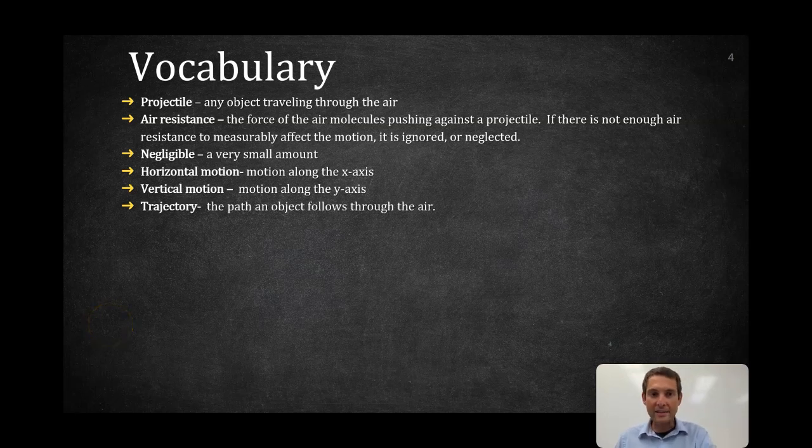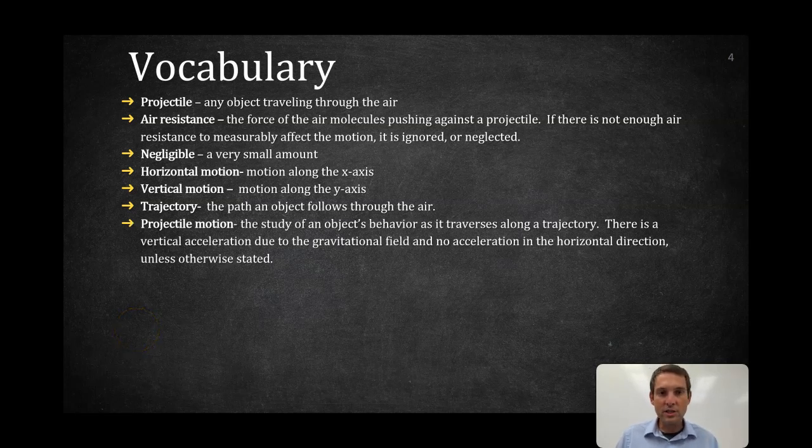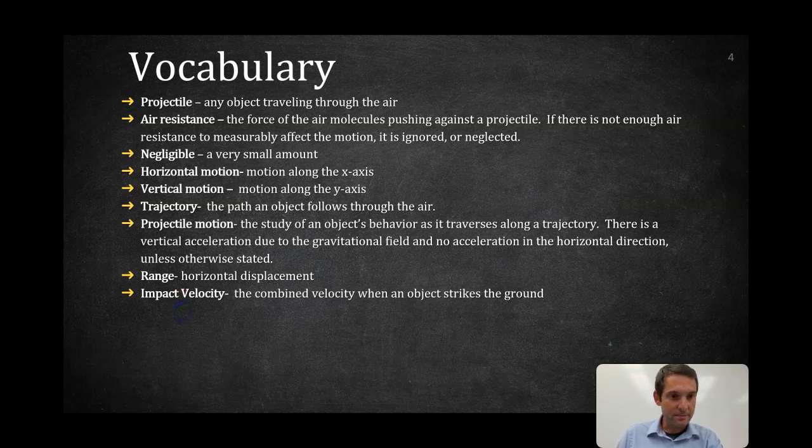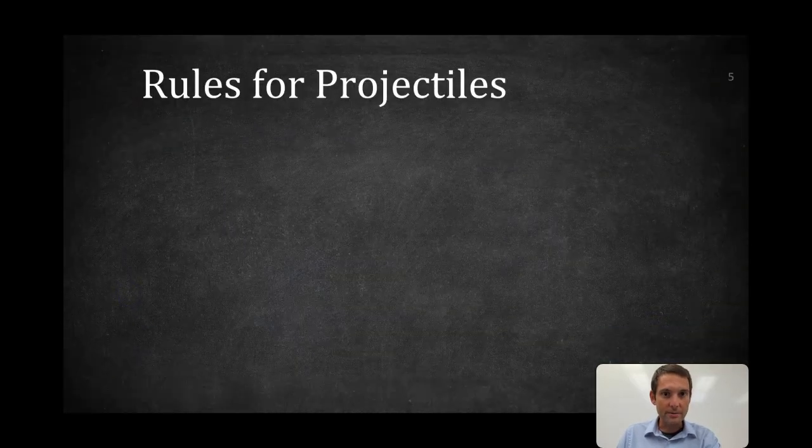Trajectory is the path that an object follows through the air. Projectile motion is the study of an object's behavior as it traverses along a trajectory. There is a vertical acceleration due to gravitational field and no acceleration in the horizontal direction unless otherwise stated. Range is a term we use to speak about horizontal displacement. Impact velocity is the combined velocity when an object strikes the ground.